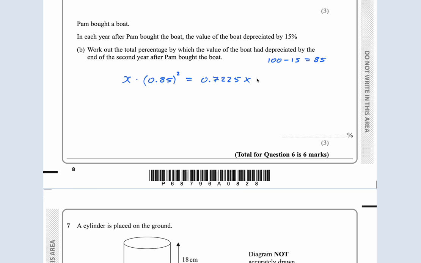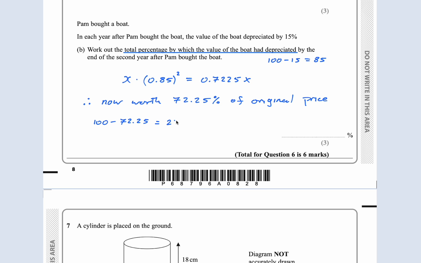So now, guys, this is actually a tricky question, I have to turn this into a percentage. Let me write this. Therefore, now worth 72.25% of original price. But the total percentage by which the value of the boat had depreciated is 100 minus 72.25, which is 27.75. That's the answer.